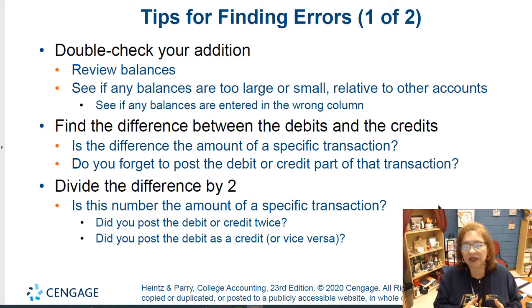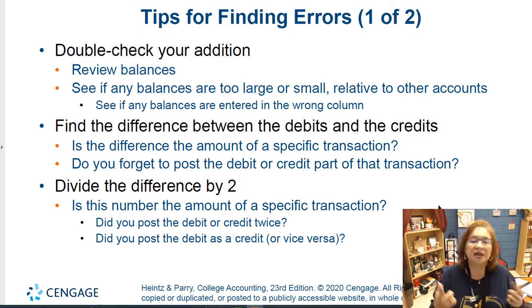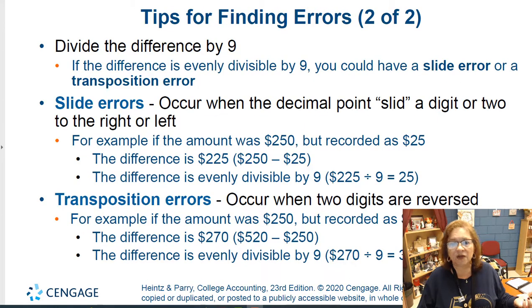If you can divide the difference by 2, did you post it twice? Check it. Did you post a debit as a credit or vice versa? So make sure that you're checking this as well. Again, review your balances.